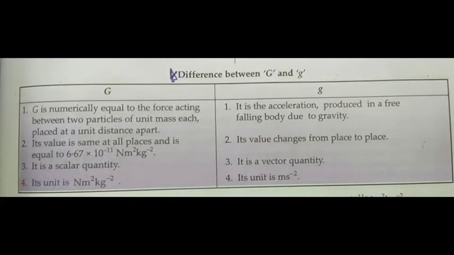Differences between small g and capital G is one of the most important topics for 11th gravitation. So let's start. What is the difference between small g and capital G? You know that small g is the acceleration due to gravity and capital G is the universal gravitational constant.